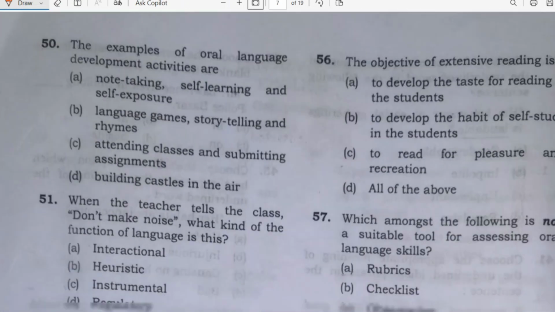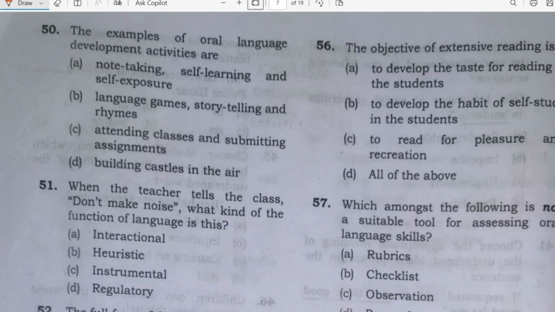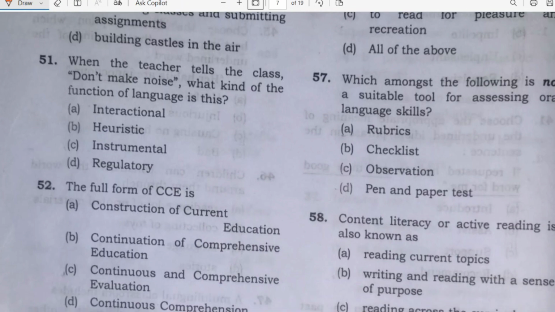Alright, let's go to the next question now. Question number 50. So the examples of oral language development activities are what? Note-taking, self-learning and self-exposure, language games, storytelling and rhymes, attending classes and submitting assignments, or number D, building castles in the air. So the examples of oral language, they're asking about oral language development. Oral language development activities will be what? Of course, it will be this option, that is games, then storytelling and rhymes by singing. So these will help in the development of the oral language of the individual.